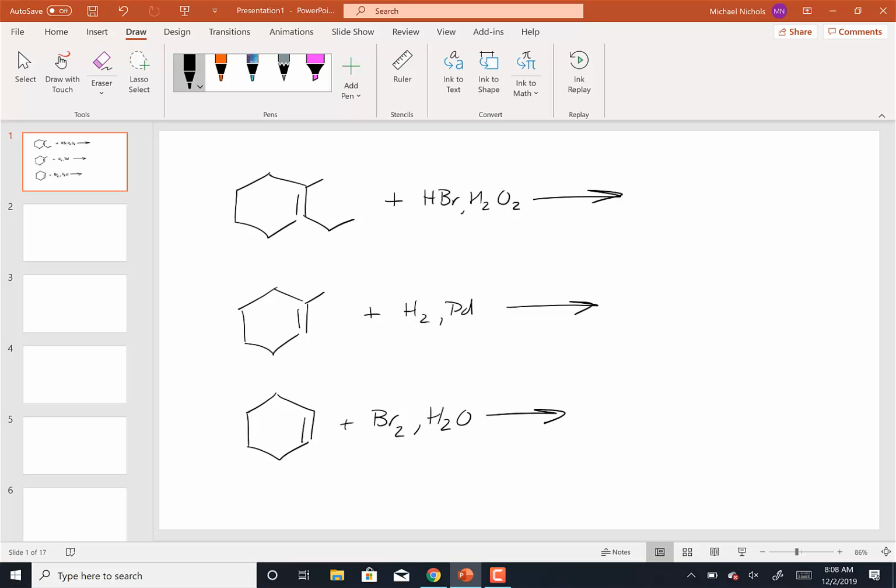Let's say I give you these three reactions. My question is, for each one of these, write the major product of the reaction, and then tell me if it is regio, stereo, both, or neither. So for these first three, that's going to be the question.